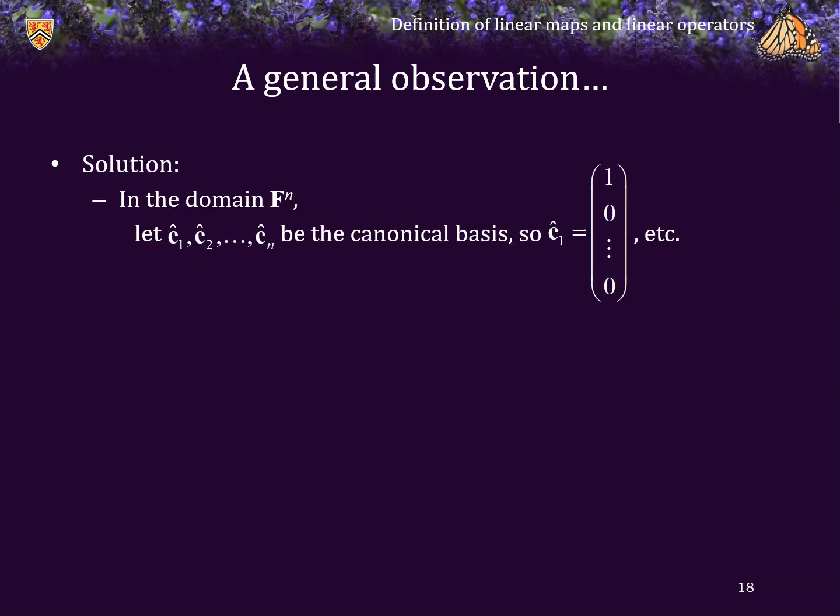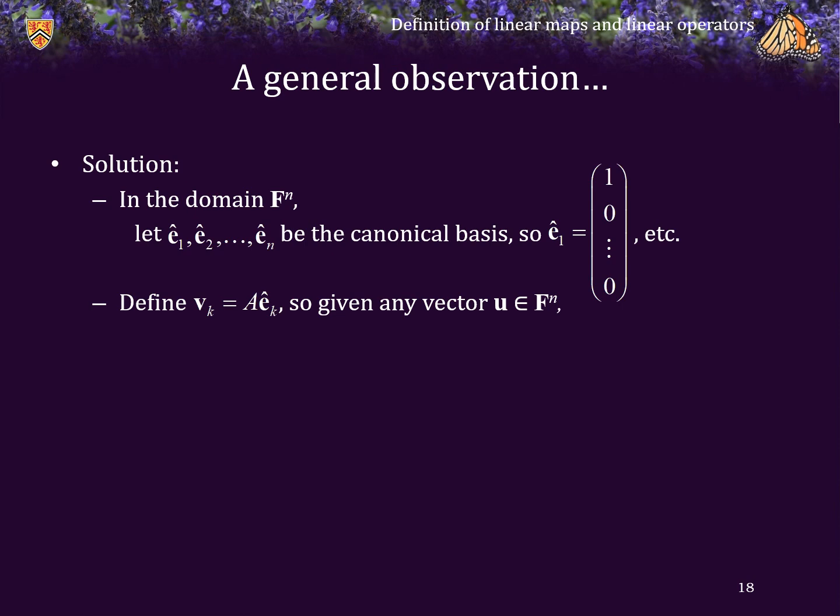Well, here's the solution. In the domain F to the n, let e1 through en be the canonical basis vectors. So e1 has zeros everywhere except in the first location. e2 has zeros everywhere except in the second location where there's a 1, and so on and so forth. Thus, we will define the vector vk in the codomain as A applied to the canonical basis vector ek.